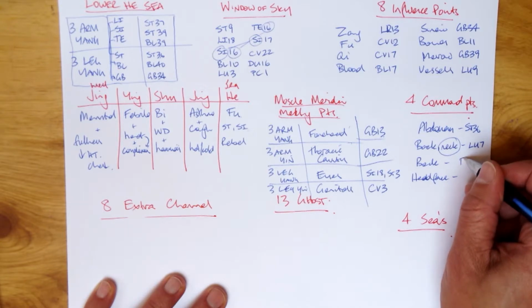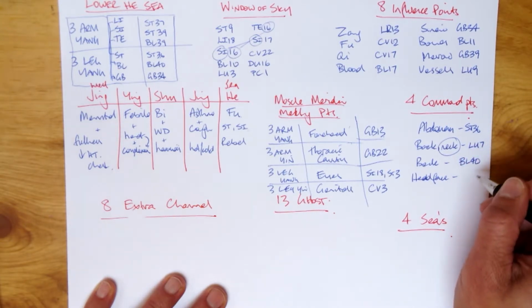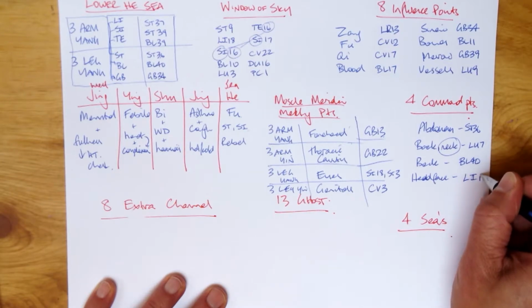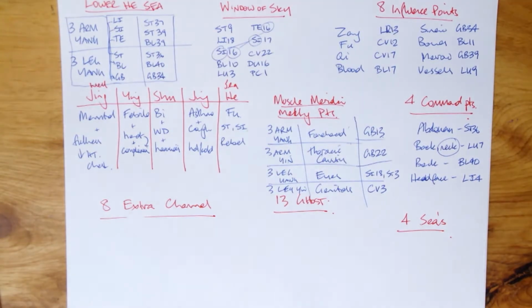For the back, we put Bladder 40. It travels all the way up the back. We know it branches off there and goes into that line and goes into the Du channel all the way through. The head and face, well, we know Large Intestine 4. We know that very clearly, and we should know those command points. All right, we're getting there.